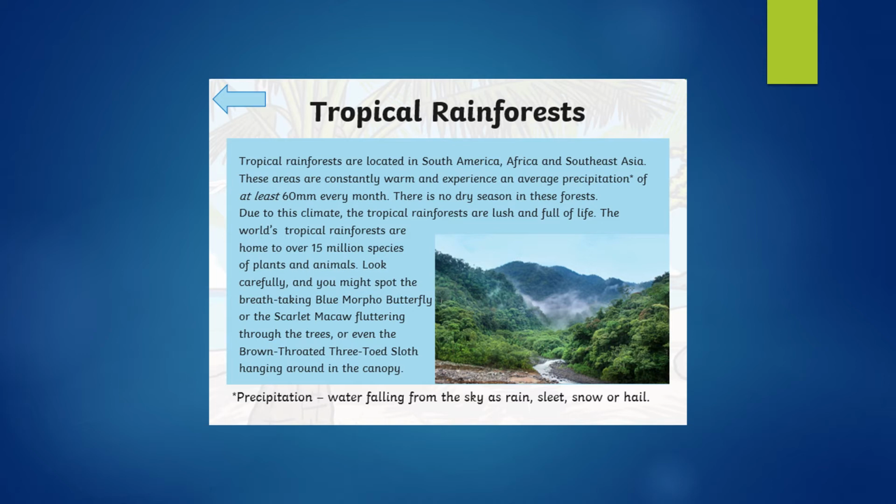Due to this climate, the tropical rainforests are lush and full of life. The world's tropical rainforests are home to over 15 million species of plants and animals. Look carefully and you might spot the breathtaking blue morpho butterfly, or the scarlet macaw fluttering through the trees, or even the brown-throated three-toed sloth hanging around in the canopy.